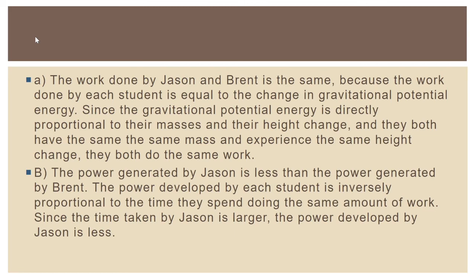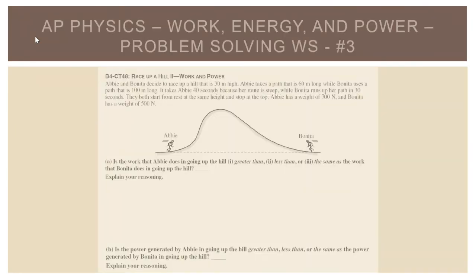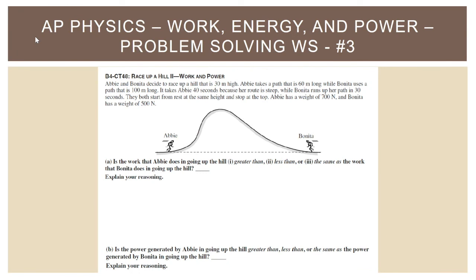And that brings us to the last question on the sheet here, number 3. Number 3, notice, is a very similar situation, but there's a slight modification to the problem that makes this a little bit more difficult. It says, Abby and Bonita decide to race up a hill that is 30 meters high. Abby takes a path that is 60 meters long, while Bonita uses a path that is 100 meters long. It takes Abby 40 seconds because her route is steep, while Bonita runs up her path in 30 seconds. They both start from rest at the same height and stop at the top. Abby has a weight of 700 newtons, and Bonita has a weight of 500 newtons.